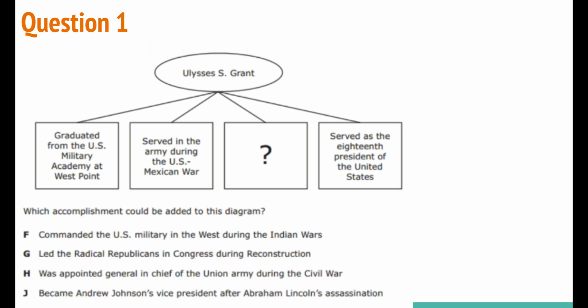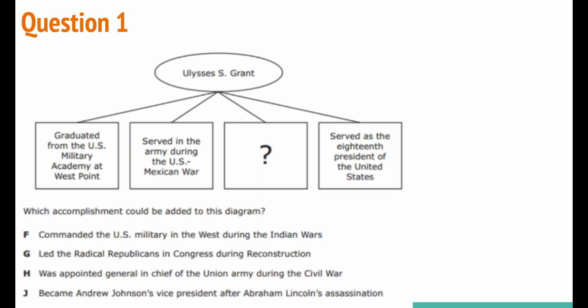So now let's look at some practice STAAR questions. Question 1, which accomplishment could be added to this diagram? So we've got Ulysses S. Grant, graduated from the U.S. Military Academy at West Point, served in the Army during the U.S.-Mexican War, served as the 18th President of the United States. What else could we put in there?